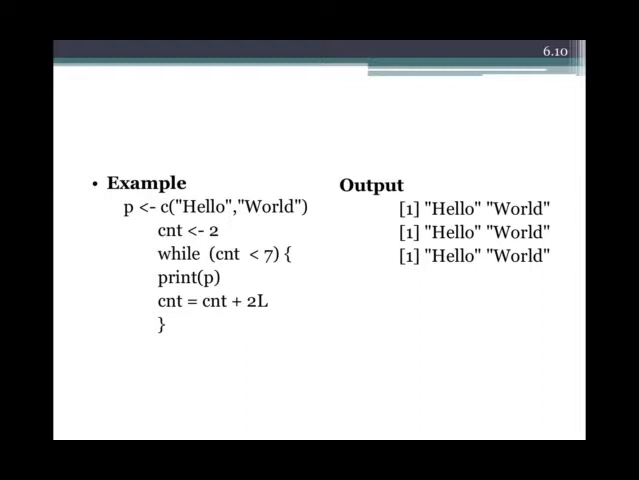Then we are incrementing the count by 2. So when the count was 2, it now becomes 4. So when it is 4, again the loop is true. So we get into the loop and we print the value of p, which is again hello world. Then we add 2 more to it, makes it 6. Again 6 is less than 7, so the print p executes. But after 6, if we add 2 more, it becomes 8. 8 is not less than 7, so the control breaks and comes outside the loop.